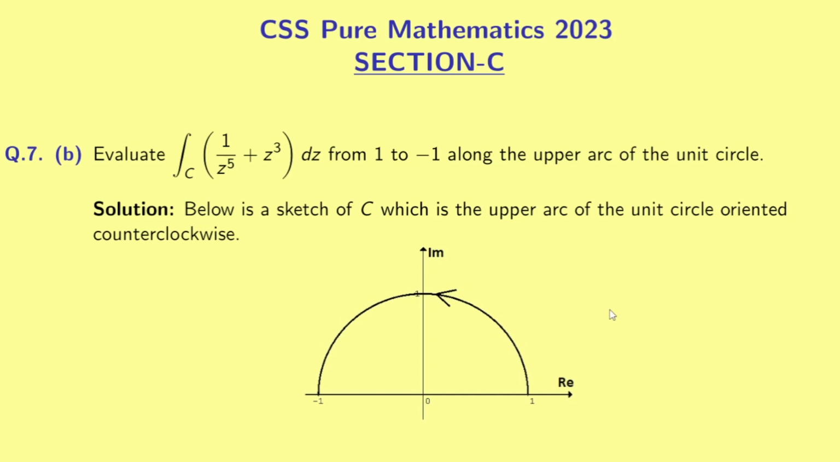Now let's take a look at the function we want to integrate over C. Here we have 1 over z to the 5, which is a rational function, plus z cubed, which is a polynomial. The only point in the complex plane for which this expression is not defined is 0. So this function is defined on C minus the origin.